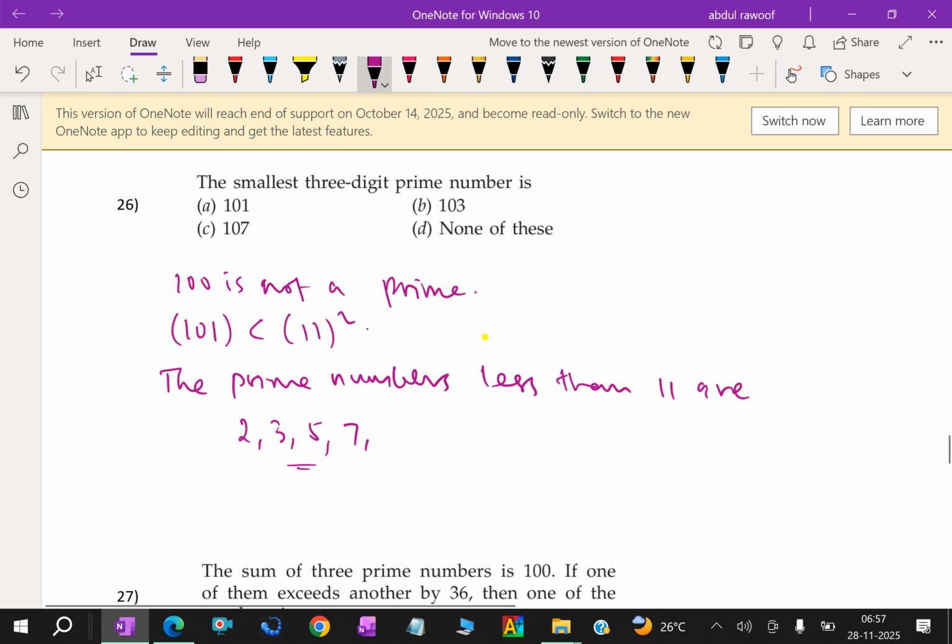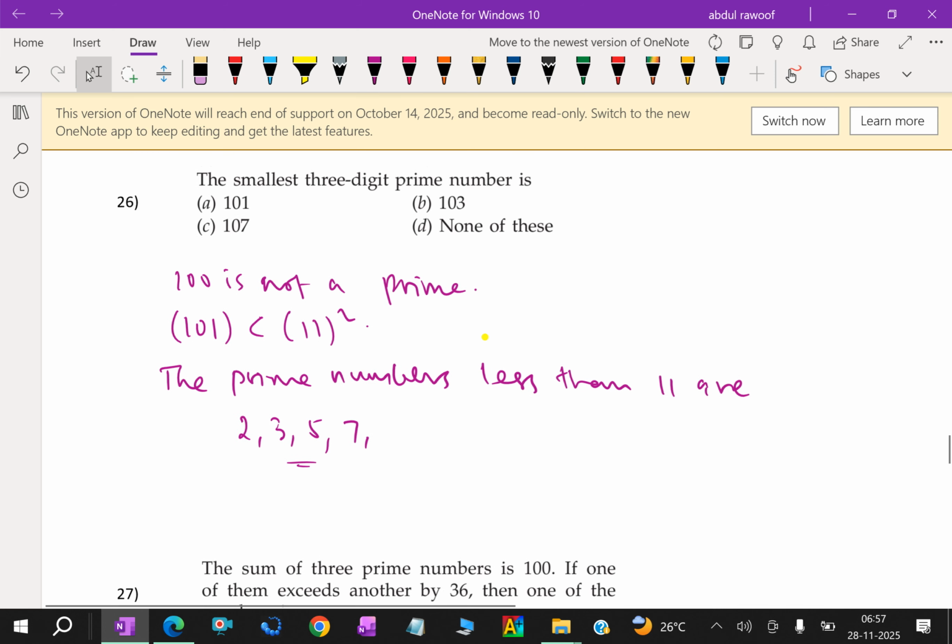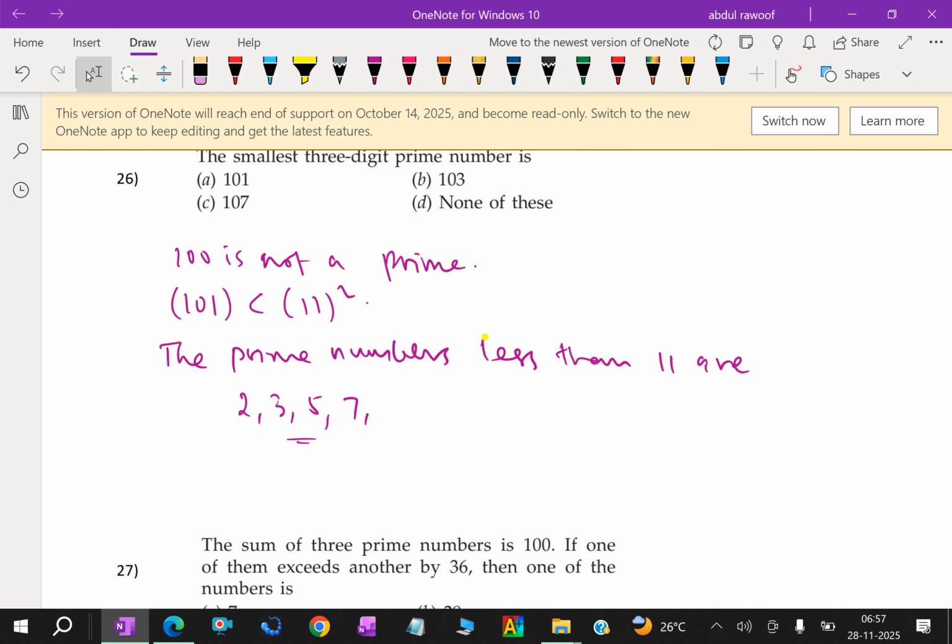In that, what they are asking is the smallest three-digit prime. Therefore, 101 is there. So we can decide 101 is the prime number next to 100. That is a prime number that is not divisible. 101 is not divisible by these numbers 2, 3, 5, 7. Hence 101 is the smallest three-digit prime number.